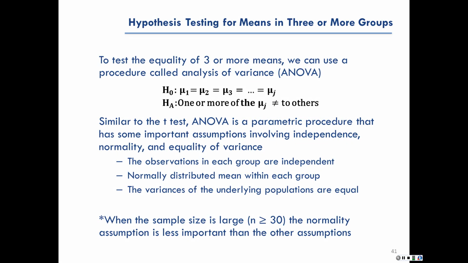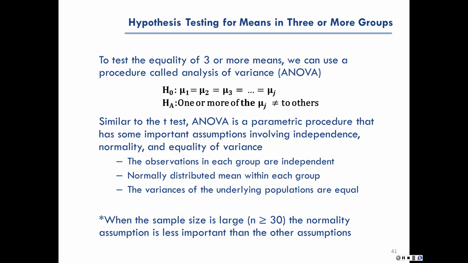And we use a procedure you've probably heard of somewhere called ANOVA, analysis of variance. And so our null hypothesis here is that the population mean in group 1 is equal to group 2, is equal to group 3, is equal to et cetera, all the way out to group J. Our alternate hypothesis is that one or more of these group population means is not equal to the others.